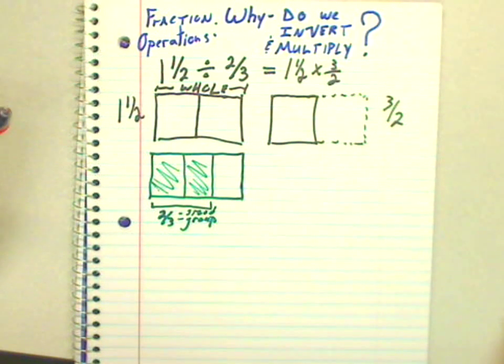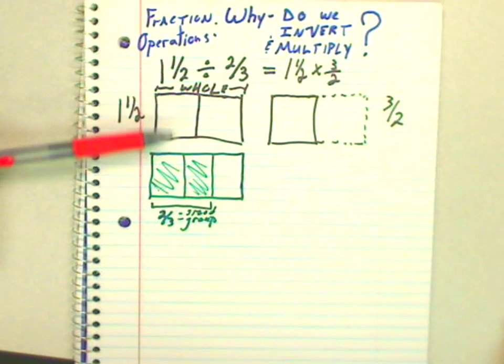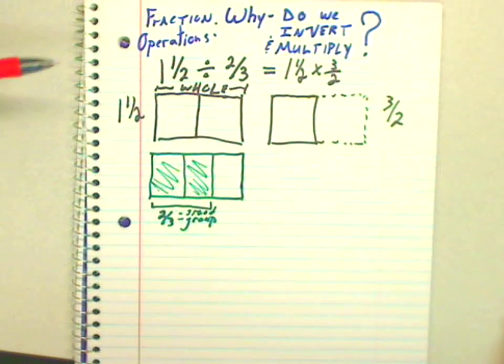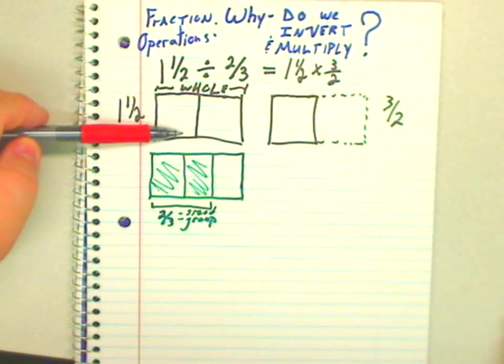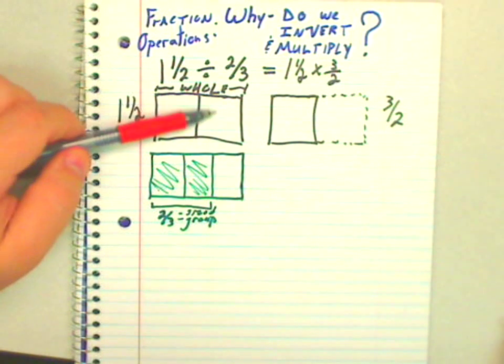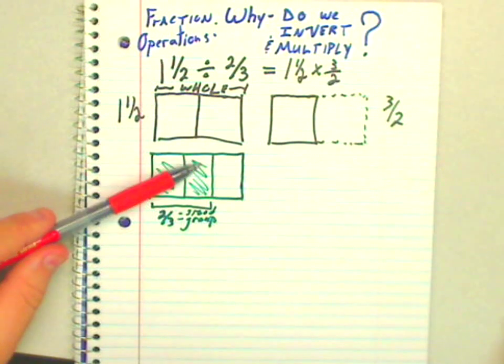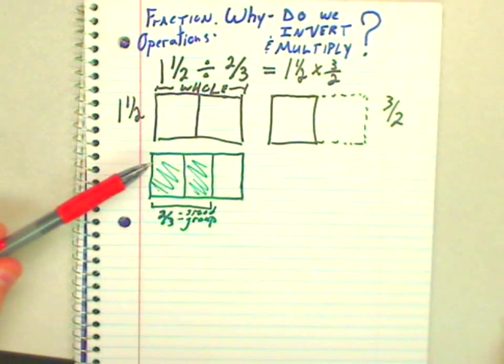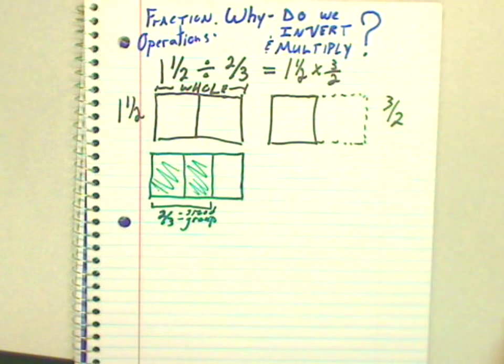We find that the first common partitioning between halves and thirds will be sixths, which means we need to cut up our halves into 3 pieces each. That'll give us a total of 6 pieces making up our whole. And we're going to have to cut up our thirds into 2 pieces each, and that will give us sixths down here. So we will do that now.